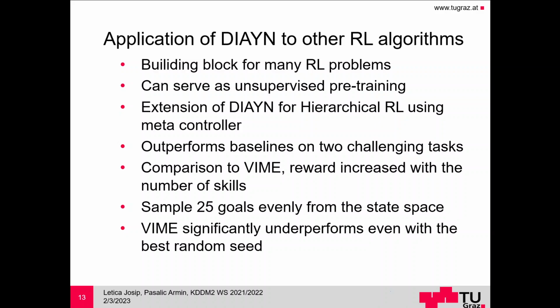They showed that their algorithm outperforms baselines on two challenging tasks by doing a comparison to the algorithm called variational information maximizing exploration. And they showed by doing the comparison that the reward increased with the number of skills. To ensure that those goals were not just cherry-picked, they sampled 25 goals evenly from the state space and evaluated each random seed on all goals. And in the end, they concluded that variational information maximizing exploration significantly underperforms even the best random seed.